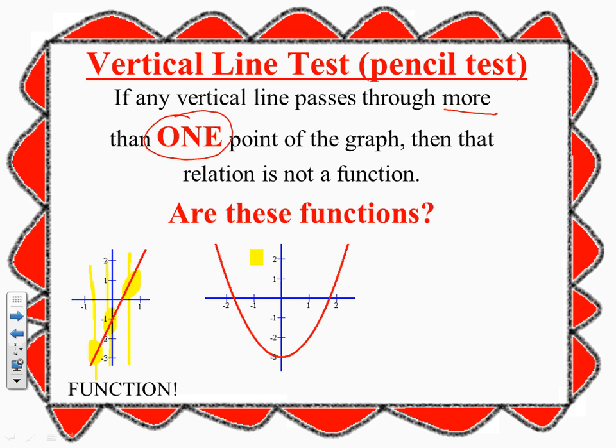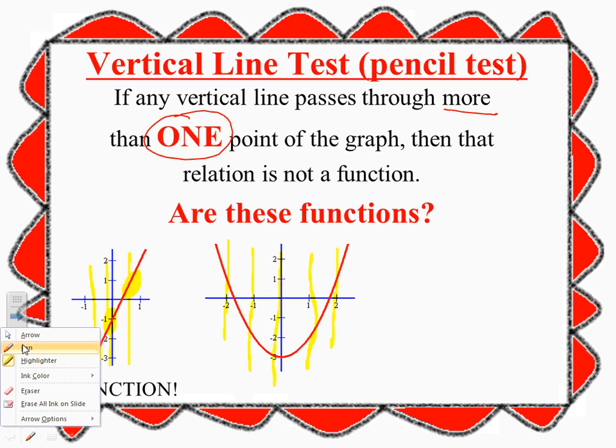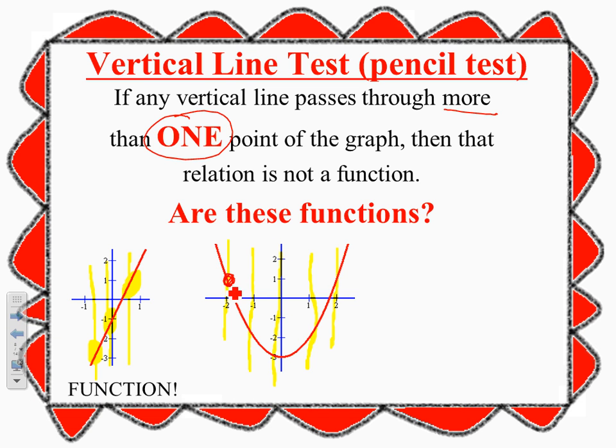Let's go to the next one. Take your highlighter and start making lines. You can go for the coloring pencil too. Make sure they're straight, no wiggly like mine. And it touches there, there, there, there, and there. You can also do this with your pencil. That's why it's called a pencil line. So it only touches that highlighter line once, which means, yes, it is a function.